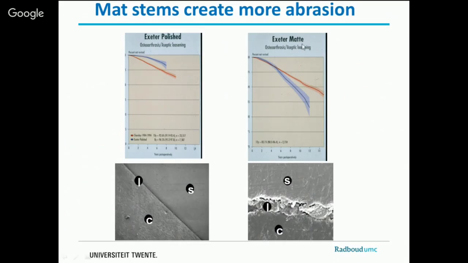Then they started with an Exeter matte, which did not do so well. And they quickly reversed it to a polished again. So now, if you buy an Exeter implant, it's very highly polished. Yeah, and the roughness of an Exeter matte is exactly what we tested also.